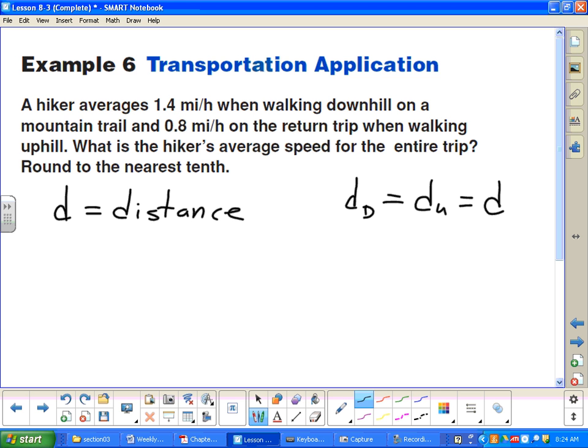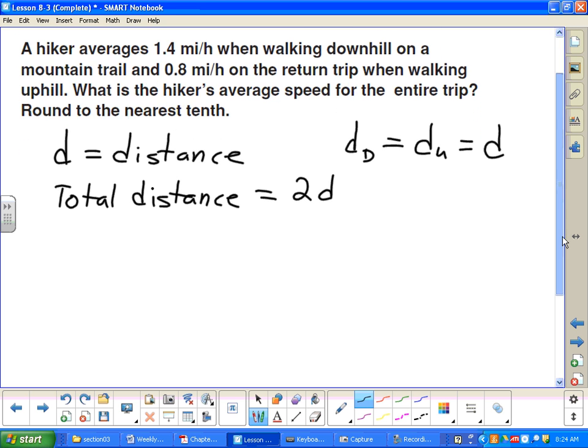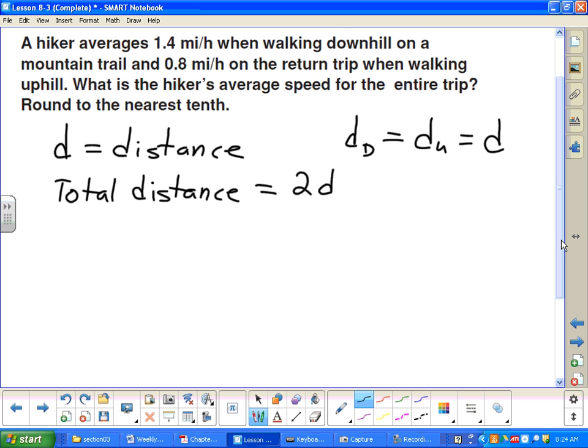Now, since they want to know the average speed for the entire trip, that means our total distance is going to equal 2D, right? Okay. All right, the distance there and the distance back.